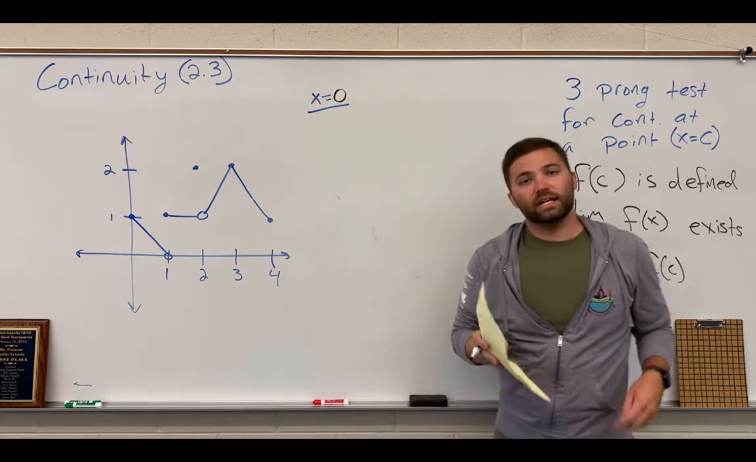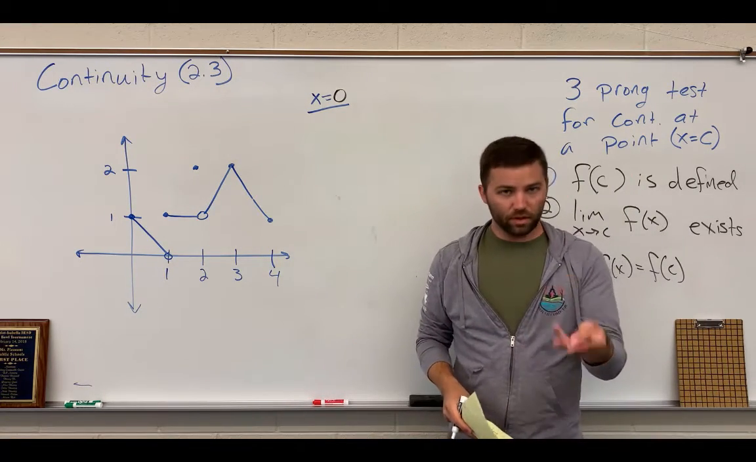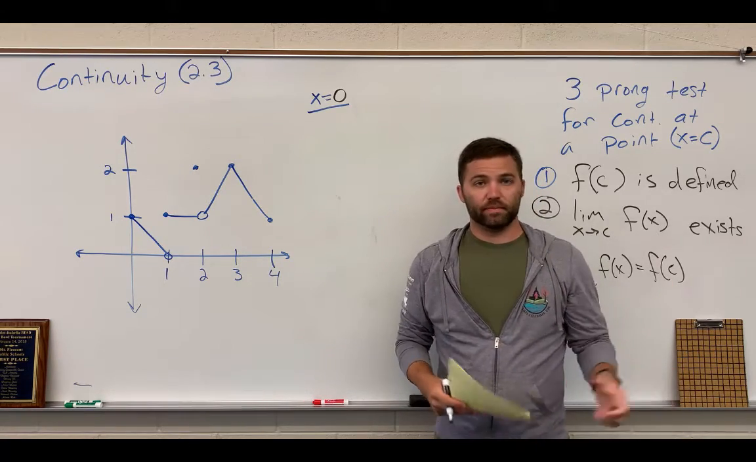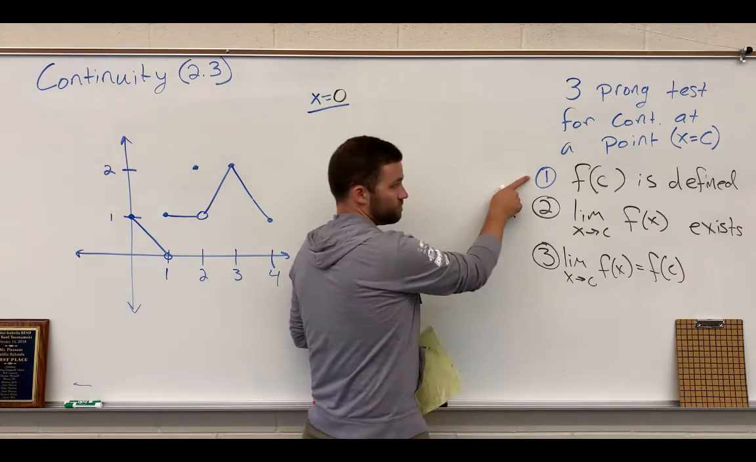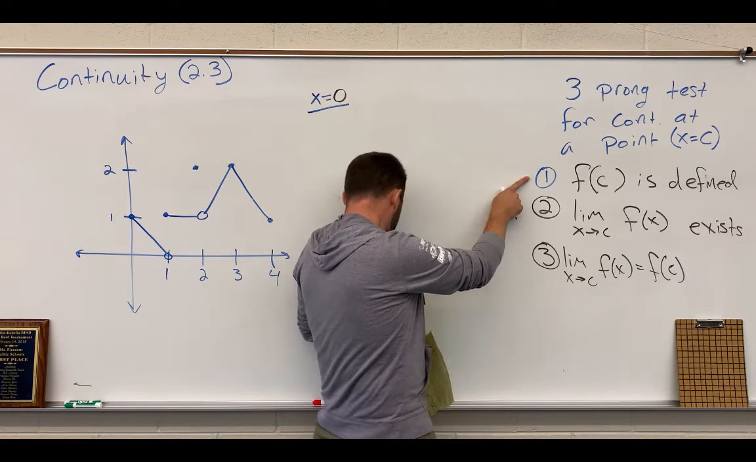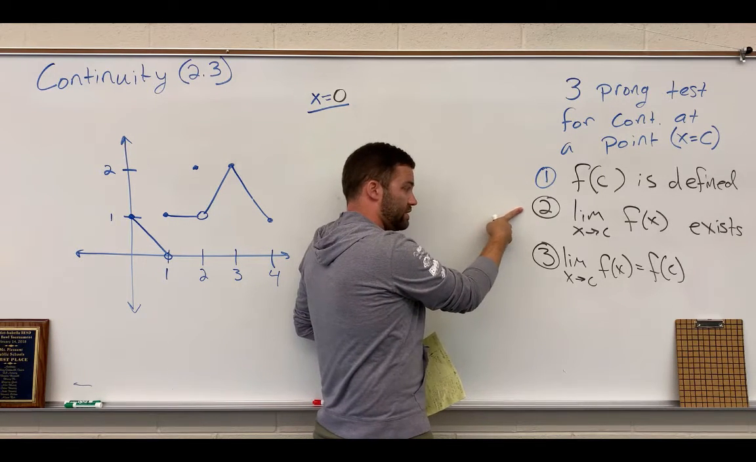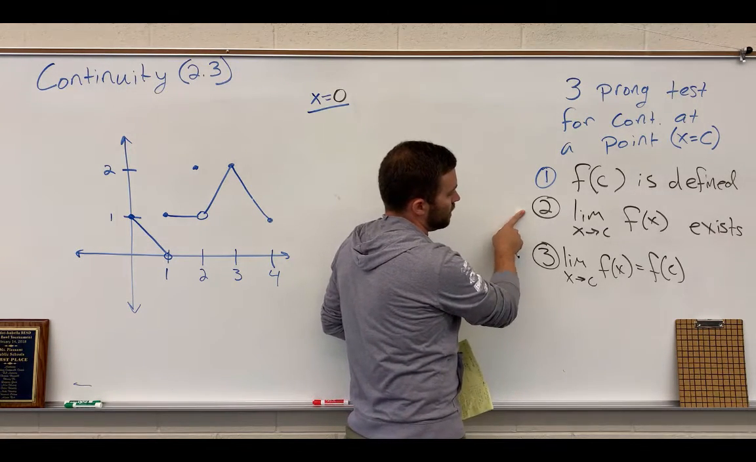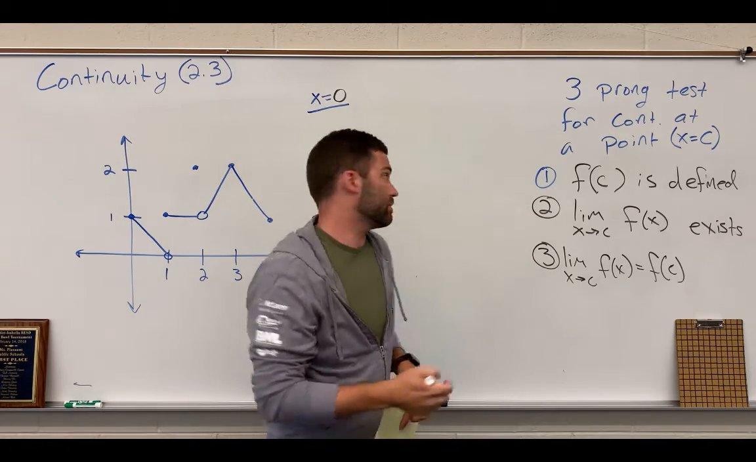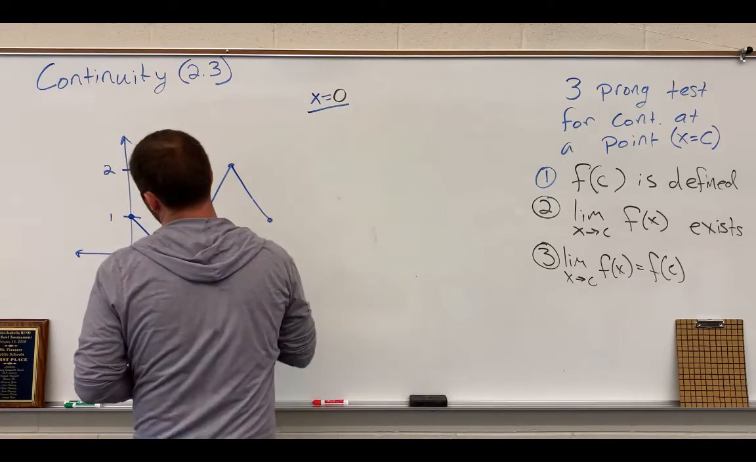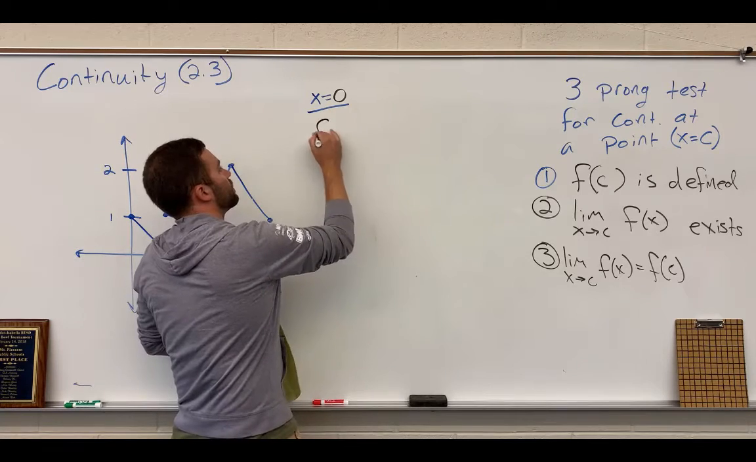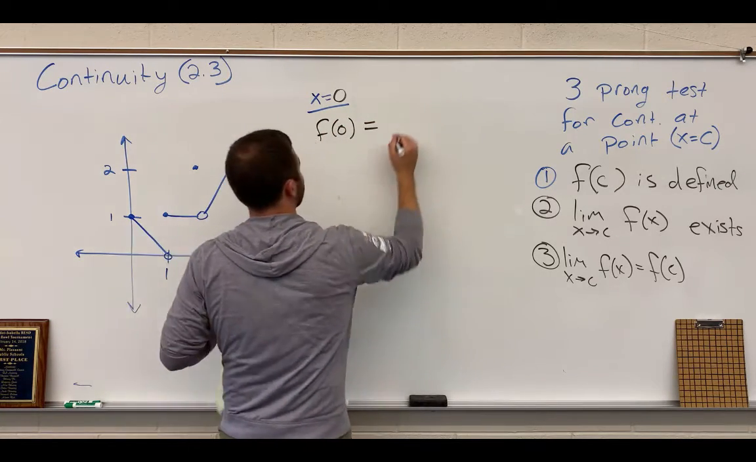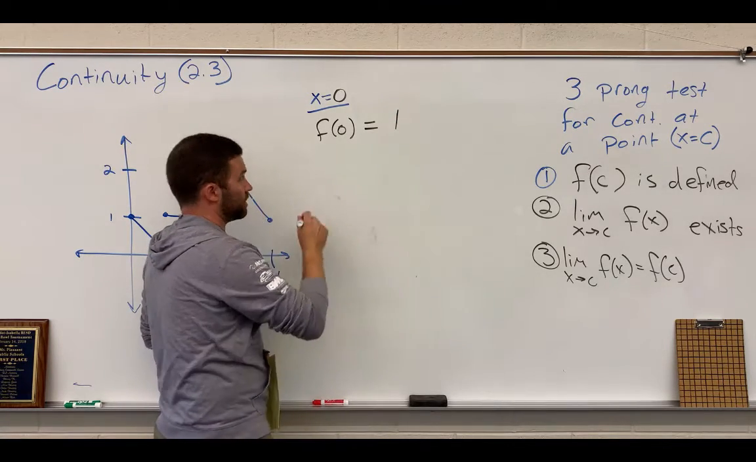To check continuity at an endpoint, the three-prong test still applies, but we check either a right-hand limit or a left-hand limit, okay? So here, we still check to see if the function exists, and then we check either the left or the right-hand limit, all right? So if we want to check at x equals 0, does f of 0 exist? Well, yeah, it does. f of 0 is 1. Okay, so that's prong number 1.